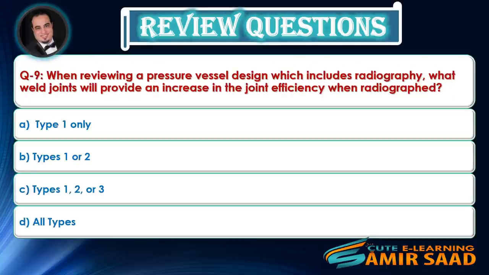Question number 9. When reviewing a pressure vessel design which includes radiography, what weld joints will provide an increase in the joint efficiency when radiographed? Answer is B.